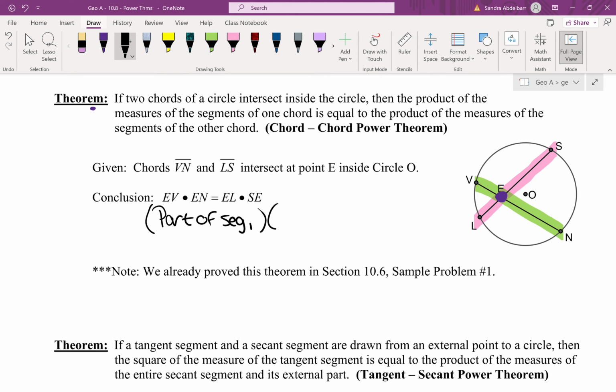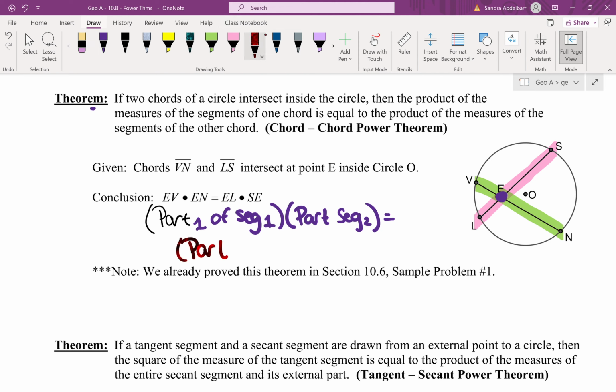So part of segment one times part of segment two. Sorry, let's erase this. Let's write this better. Part one of segment one times part two of segment one equals part one of segment two times part two of segment two. You'll understand what I mean in a minute.